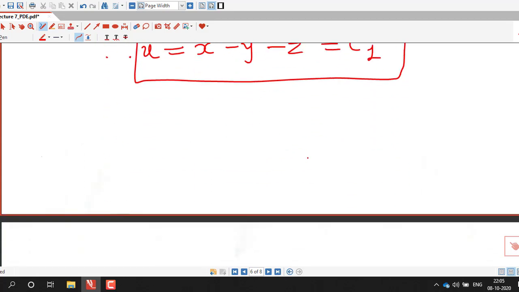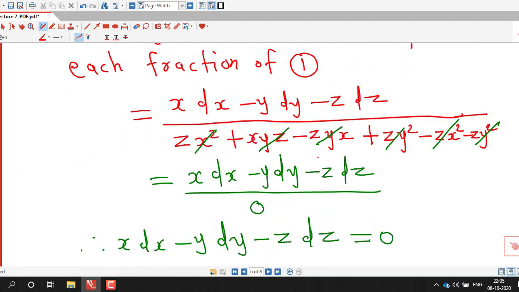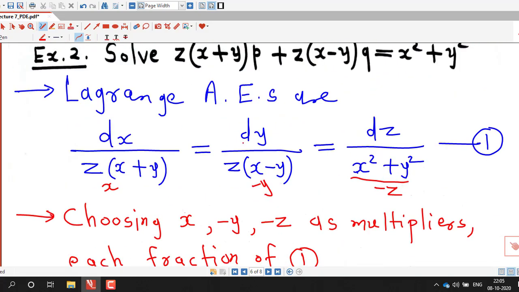Now we think of another set of multipliers which is independent of this set of multipliers. So now we have to search for another set of multipliers which is different from this. From this you can have the idea. Here I have selected x comma minus y comma minus z, so 2 negatives and 1 positive. Here I started by multiplying with x.